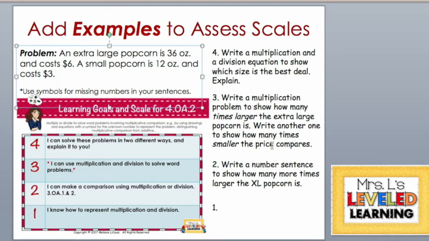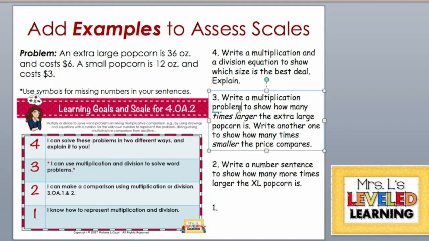Write another one to show how many times smaller the price compares. I'm going to have my grade level students do this because I want to make sure they can do it both ways, multiplication and division, and I want to make sure they're going to have 2 different outcomes because it might just get them thinking a little more. Sometimes I notice when I give students really specific directions, like write a multiplication problem, that might be too easy, and I might be telling them too many specific details to solve the problem. So it depends how you want to phrase that.